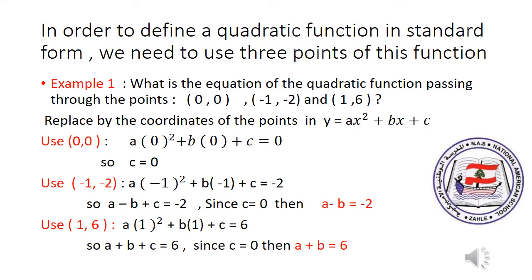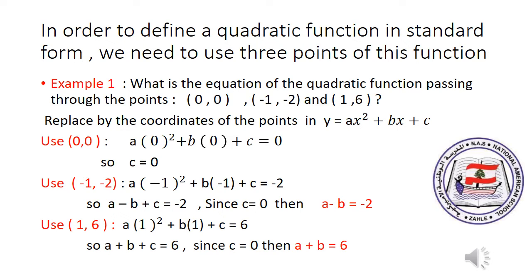So using the first point (0, 0), and by replacing x by 0 and y by 0, we get c equals 0. Using the second point, and replacing x by -1 and y by -2, we get the equation a - b + c = -2. But we know that c is equal to 0, so the reduced equation will be a - b = -2.